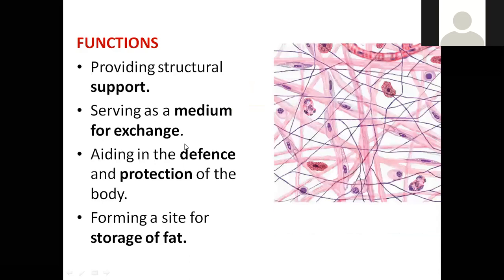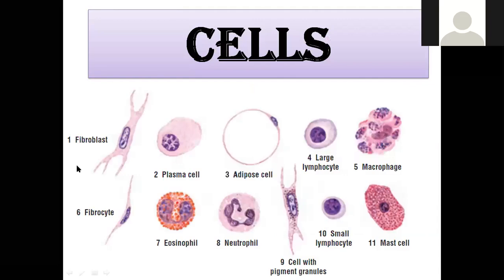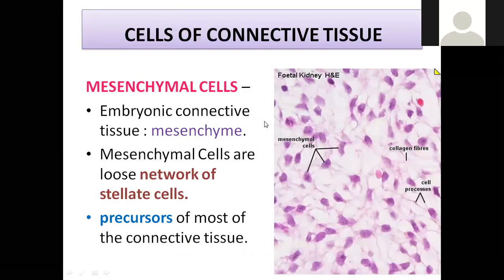That means it gives support, it is a medium for exchange, it gives protection because it has lymphocytes, and it is also a storehouse of fat. Telling you quickly what we find in connective tissue. We have different types of cells like fibroblasts, fibrocytes, plasma cells, eosinophils. If a question comes on the cells of connective tissue, you should be able to write them, so I'm telling you everything: neutrophils, eosinophils, basophils, small lymphocytes, large lymphocytes, macrophages, mast cells. Cells like mesenchymal cells are called totipotent cells, which are capable of differentiating into any type of cell. So these are also one type of cells in connective tissue.